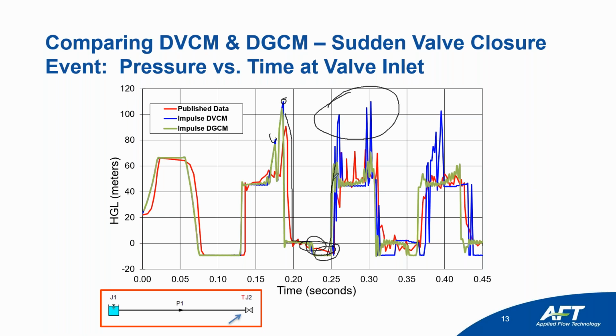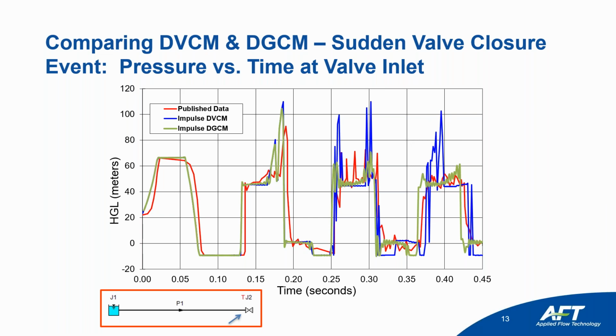As you look here, the discrete gas cavity model is much, much more in line with the published data. And then as you go out later in time, your discrete gas cavity model follows the published data very well, as compared to where the discrete vapor cavity model dramatically overshoots those values. And so again, this is where you have to really look at things carefully to figure out what's going on.